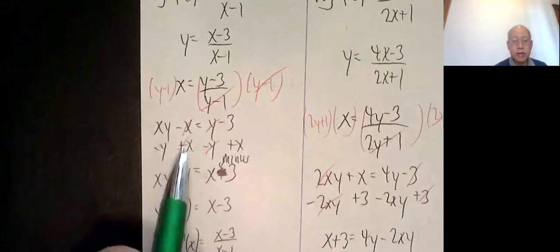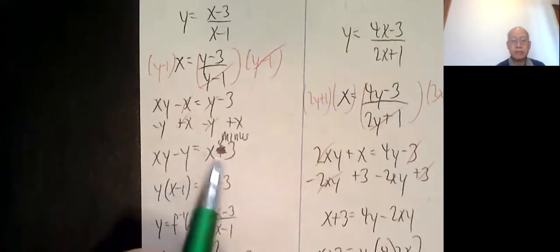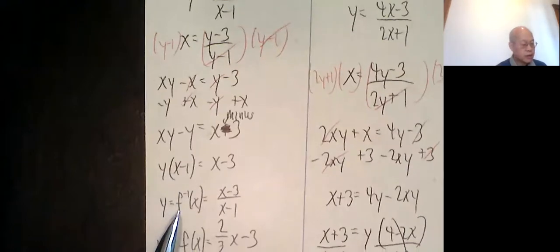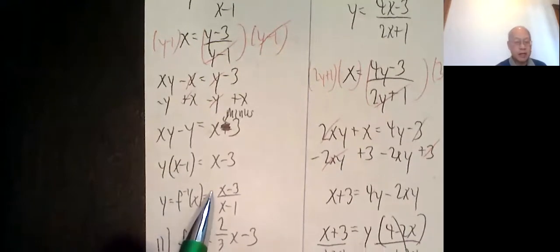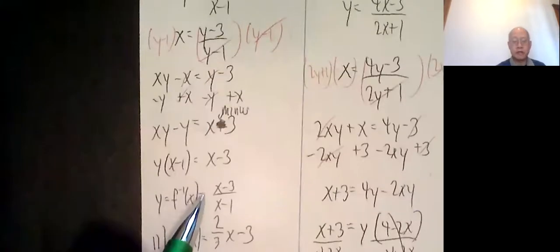Subtract y on both sides. Add x to both sides. So xy minus y equals x minus 3. That's a minus sign there. Factor out the y and divide by x minus 1. So the inverse function, f inverse of x, is x minus 3 over x minus 1. Problem's finished, but you may notice this was the same as the original function. So it is possible for a function to be its own inverse, is what we're saying.